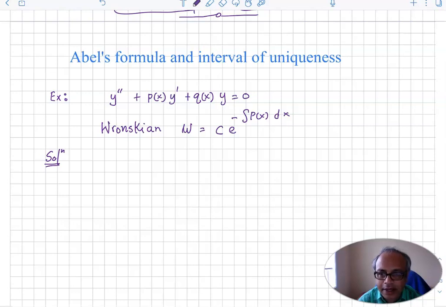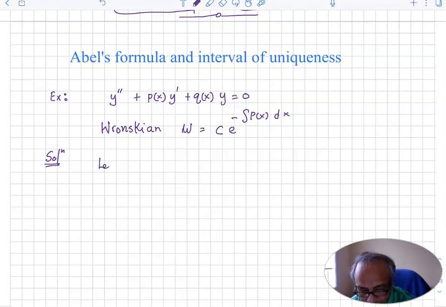Then you can look at the coefficient of the first derivative and find the Wronskian, which is W equals c, a constant, times e to the power minus the integral of p with respect to x. Okay, so the purpose here is to find this formula.